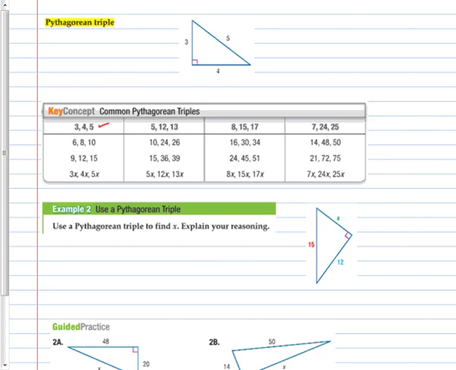Or multiply it by 3, or multiply it by any number. That's why they say 3x, 4x, 5x. X can be any number, and you get another Pythagorean triple from the 3, 4, 5 family. So that's the most common one.